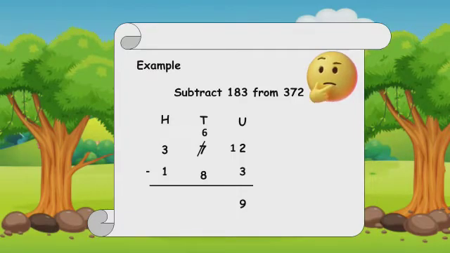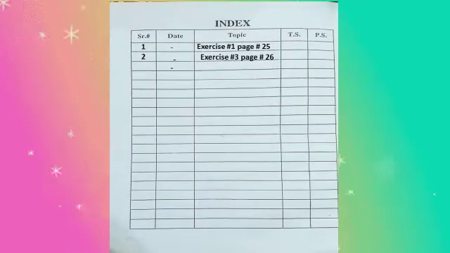Next, 6 minus 8. The top value of the tens column is smaller than the lower value. So we borrow 10 from the hundreds column. So the top value of the tens column becomes 16 and the hundreds column value becomes 2. So 16 minus 8 is equal to 8. Next, 2 minus 1 is equal to 1. I hope you have understood this example.